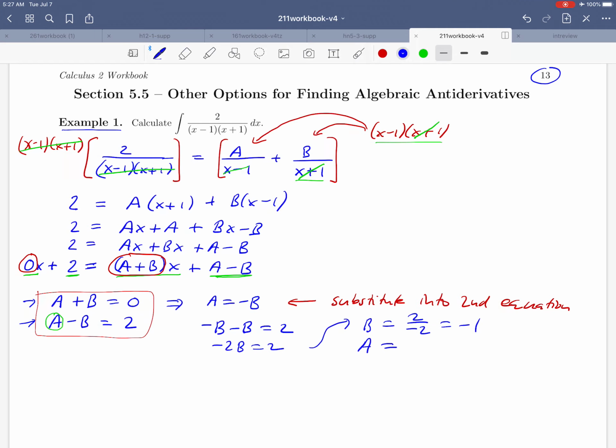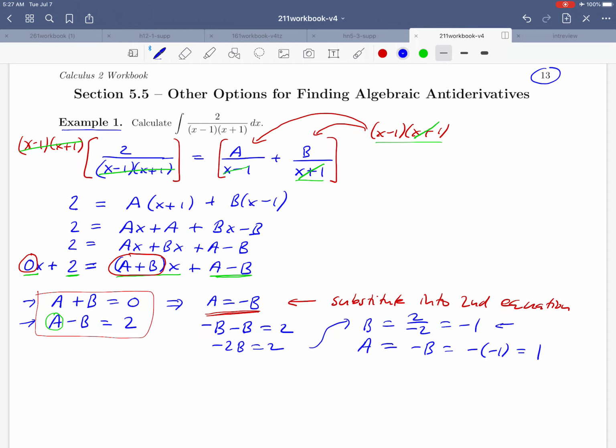Okay, well, a, we have a formula for that sitting right up here. A is equal to negative b. And we now know that b is negative 1 from above here, so we'll go ahead and just plug in that negative 1, and we see that a is 1 then. Okay, so we have just solved that system of equations and determined that a is 1 and b is negative 1.